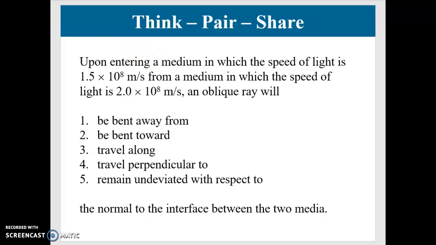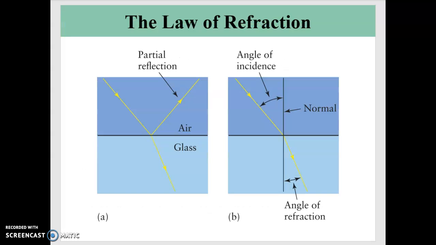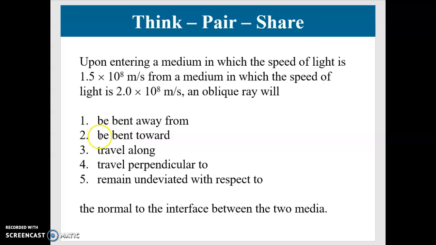Going back to above, we have some of these pictures, and if I have this condition where light is coming from a less dense to a more dense medium, then the ray will get bent toward the normal. Okay, so that is the answer to the first question. It should get bent toward the normal.